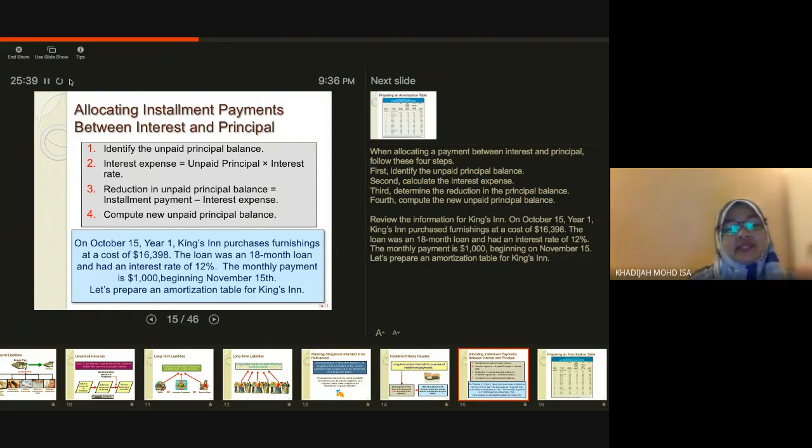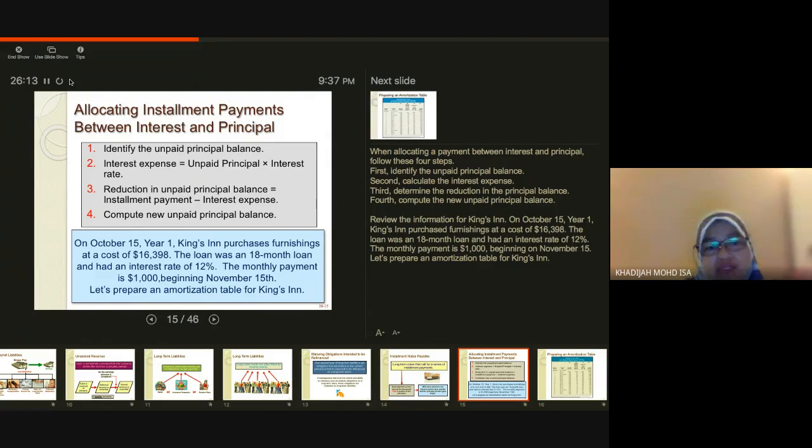Never mind, let's look at this example. On October 15, year 1, King's Inn purchased furnishings at a cost of 16,000. The loan was an 18-month loan and had an interest rate of 12%. Monthly payment is 1,000 beginning November 15. Let's prepare an amortization table for King's Inn. So this one, we just look at how much you pay every month.